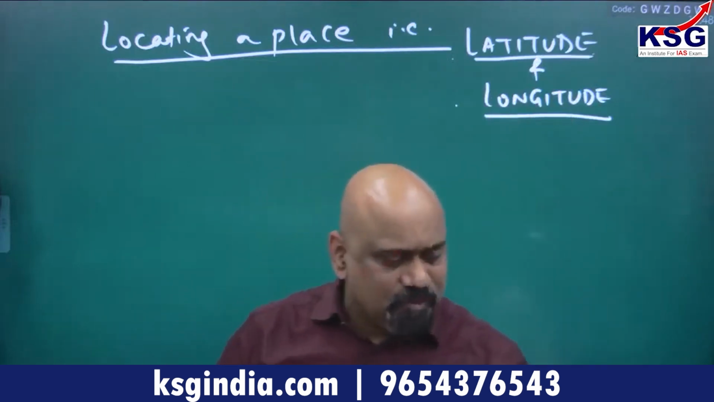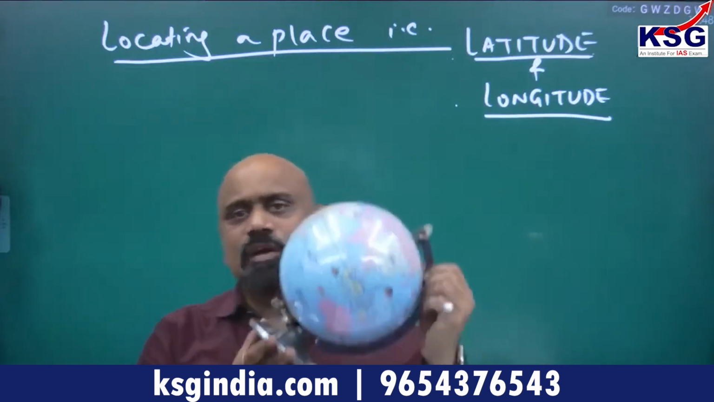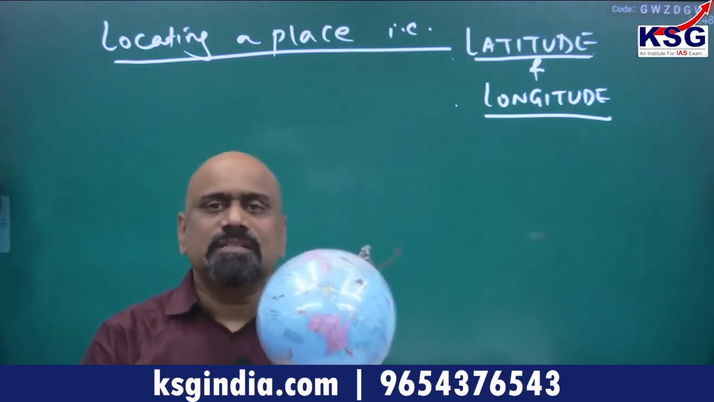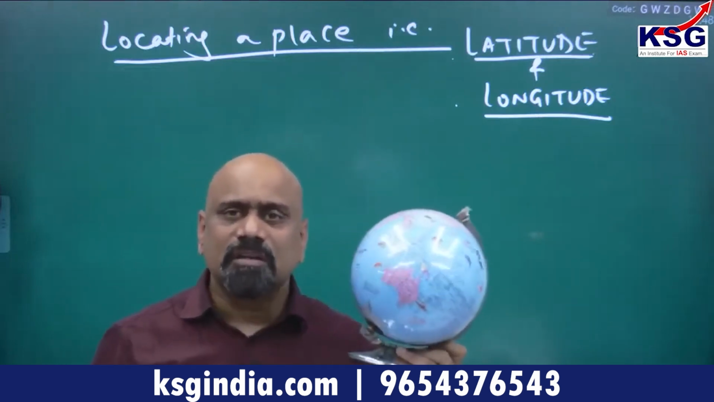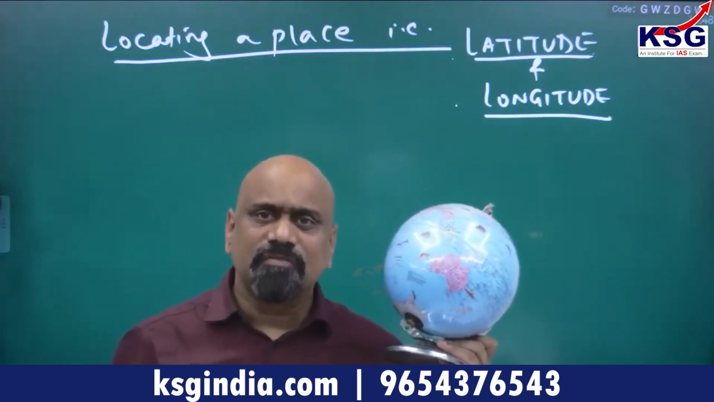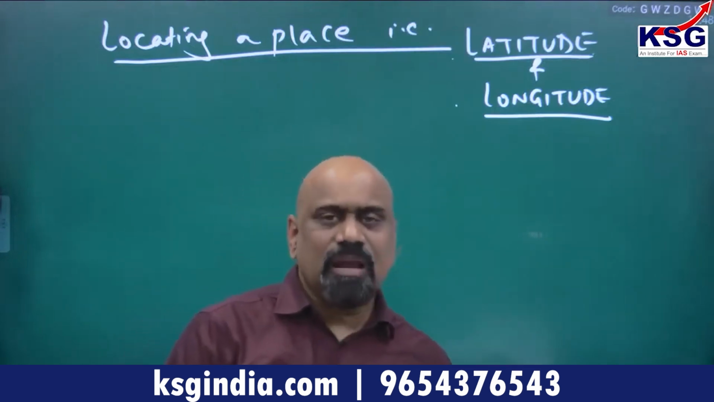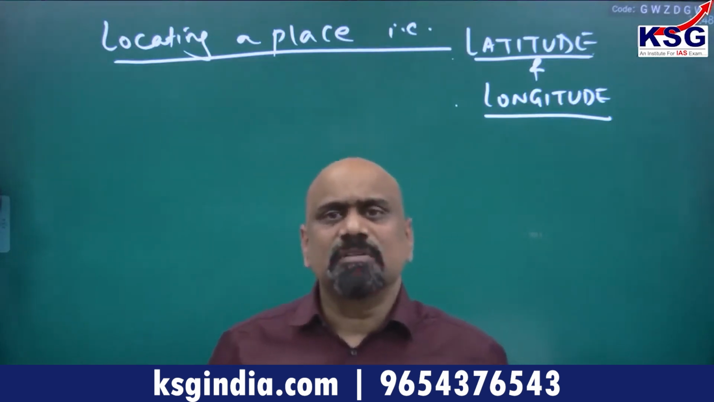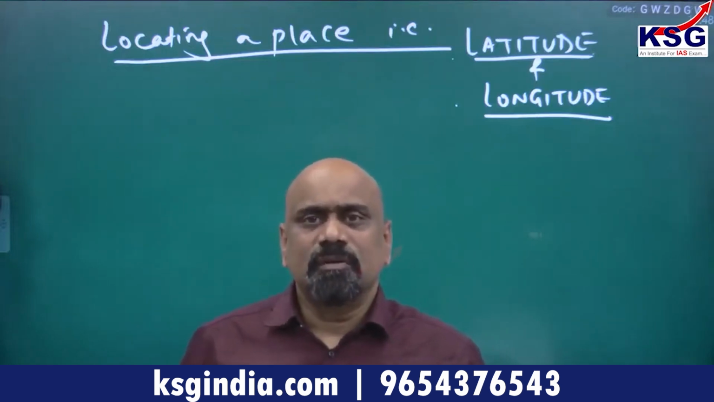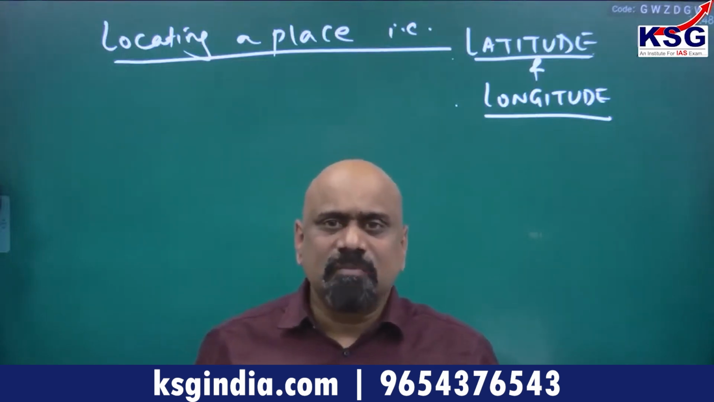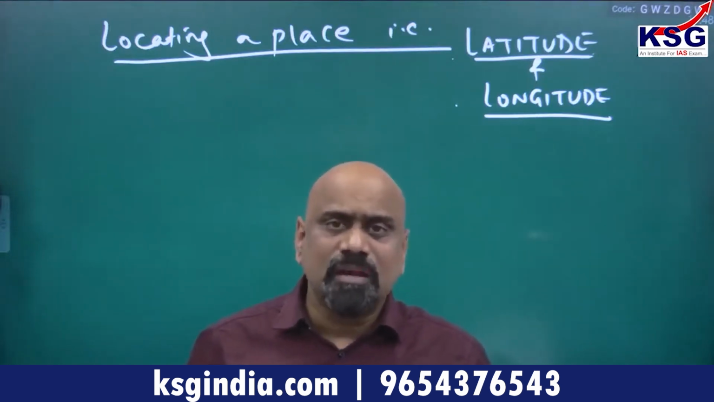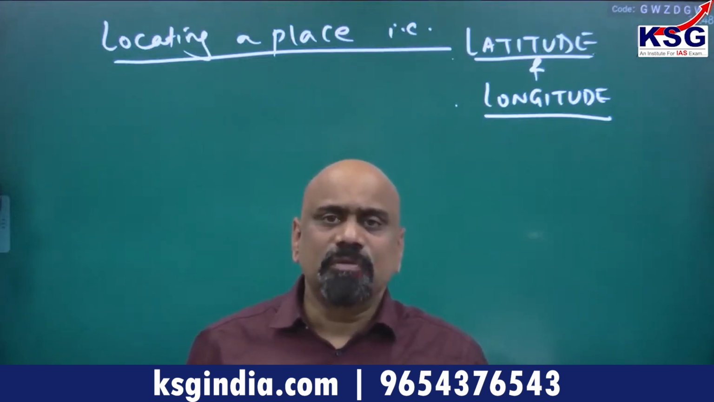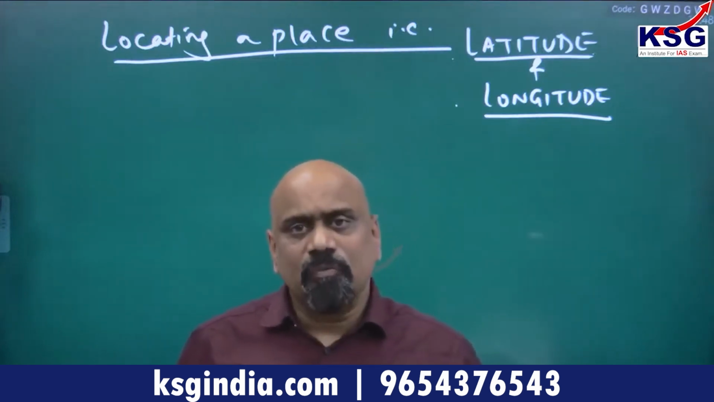As all of us are well aware, this is the globe. The globe is the three-dimensional representation of the earth, or part of it, to scale. Likewise, you have a map. A map is a two-dimensional representation of the earth. Any place on the earth's surface can be located 100% accurately with the help of two things, latitude and longitude. And I hope all of you are well aware.